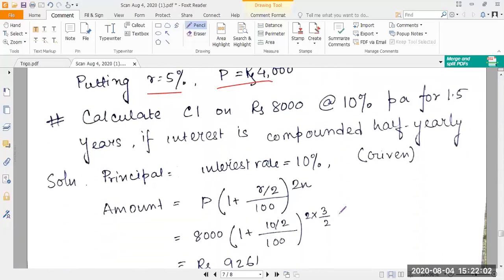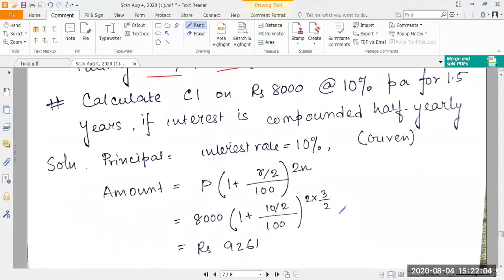So let's take the next sum. Calculate compound interest on rupees 8,000 at 10% PA for 1.5 years if interest is compounded half yearly. All the sums that we had done till now, most of them were done on annual basis, per annum, if you remember. So they were all done on a yearly basis. In this sum, the calculation has been done for 1.5 years and the interest is compounded half yearly.